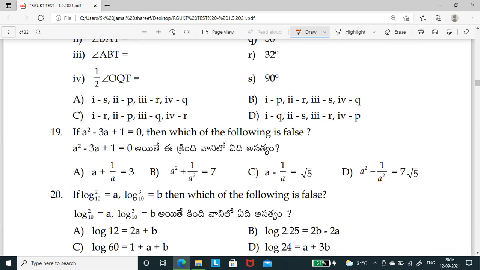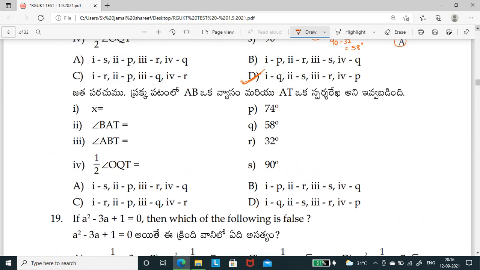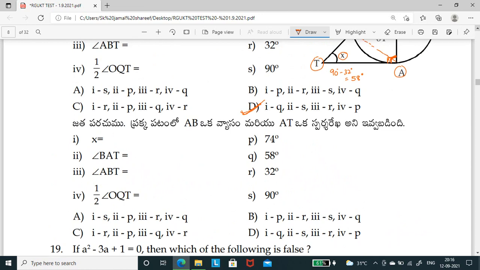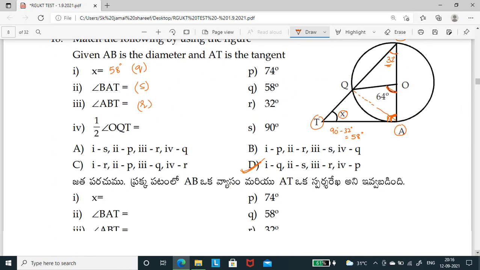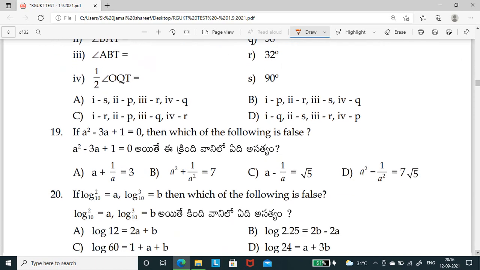Likewise you can find out the remaining angles also. Right. What is the next angle he asked? ABT. So ABT is 32 degrees. This is option R, half of OQT. So half of OQT is nothing but, already we know all the angles. Since it is a quadrilateral, we can find out the angle there. Likewise we can get on with the problem.